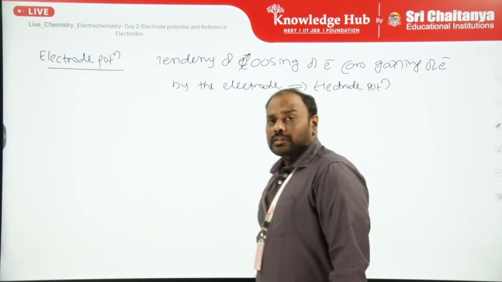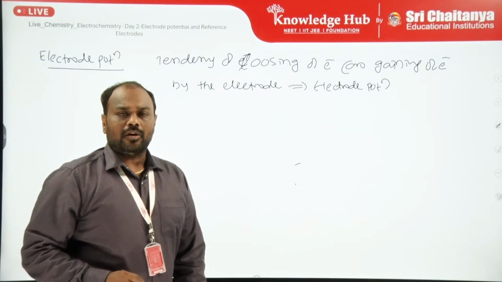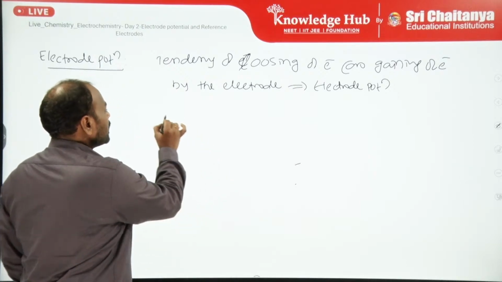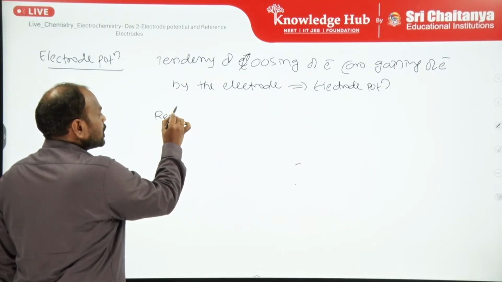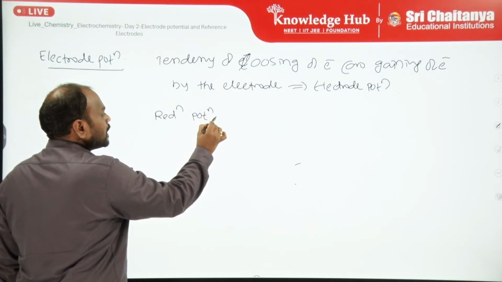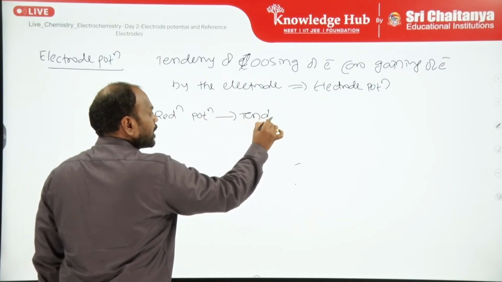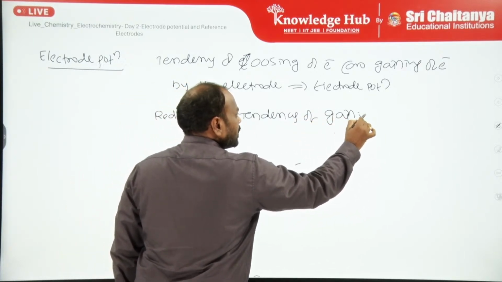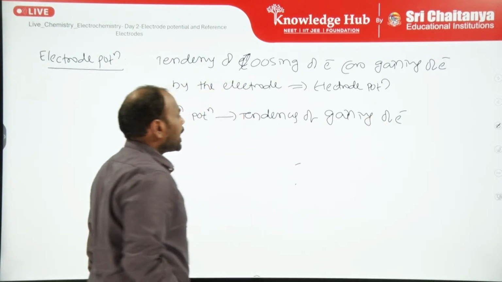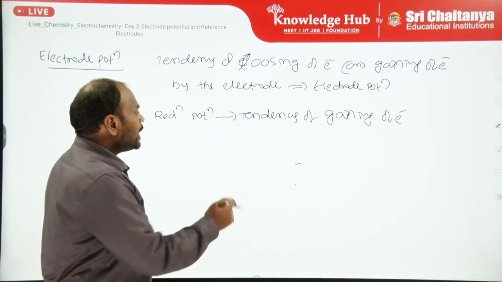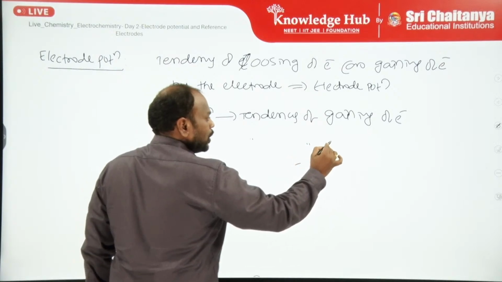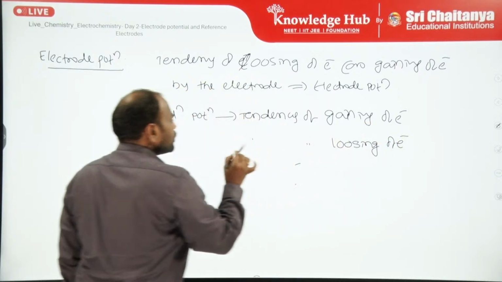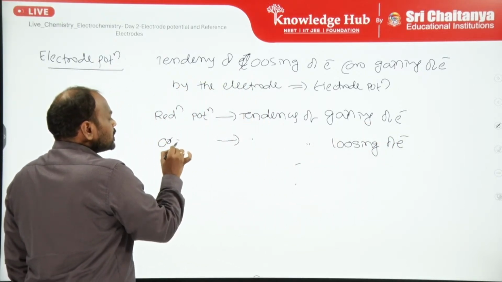Sometimes the electrode gains electrons. The tendency of gaining of electrons is known as the reduction potential. Simultaneously, the tendency of losing of electrons is known as the oxidation potential.